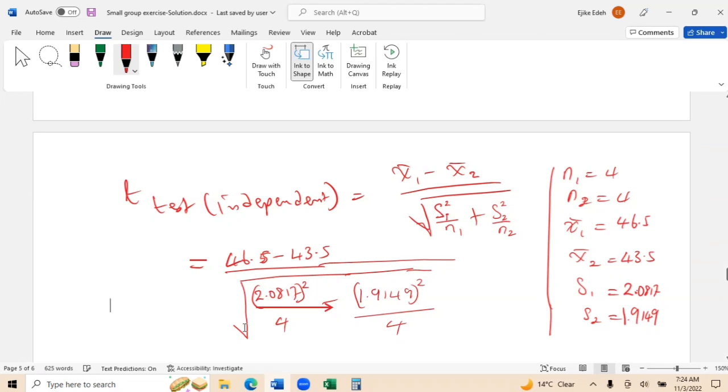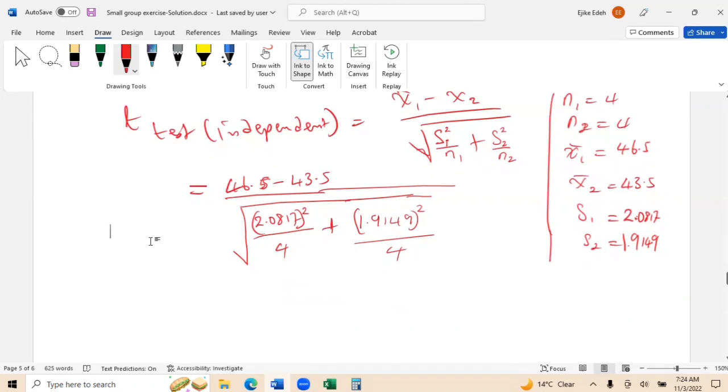Right, so this is what we're trying to do here. And let's do them in parts. Make sure that this is clear. Okay, so let's go ahead and try to simplify this. We'll do the numerator first. I think it's easy. It should be 3. Just to use the calculator to be clear, 46.5 minus 43.5 gives us 3. So the numerator is 3. We're going to figure out the denominator, and let's do them in parts.